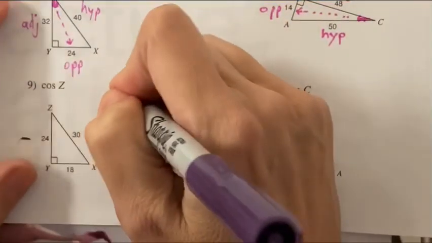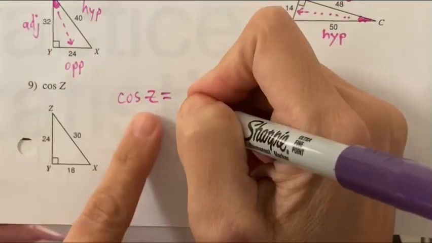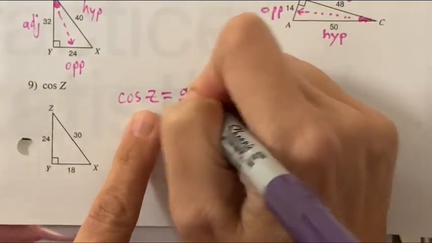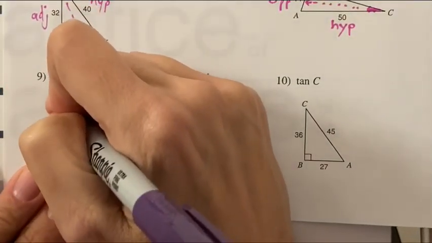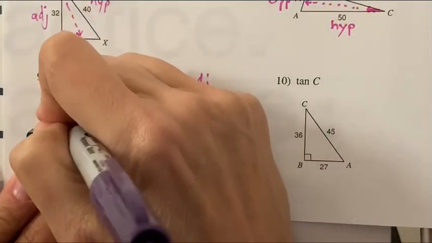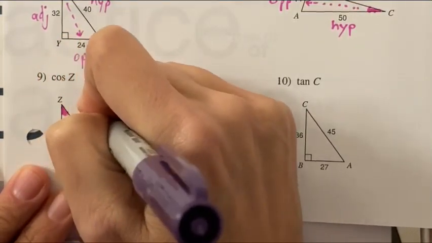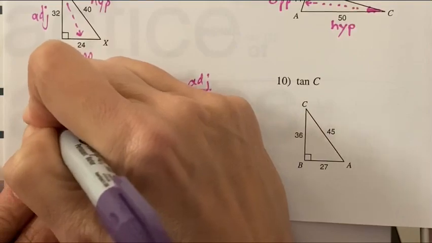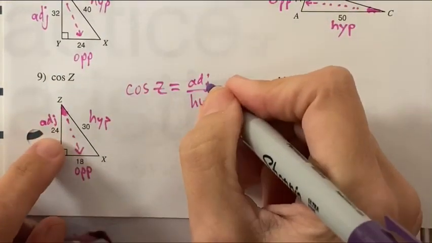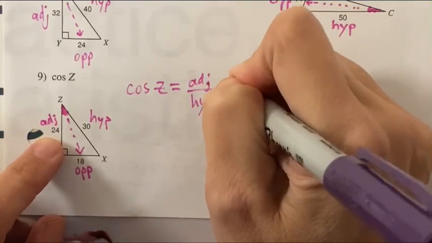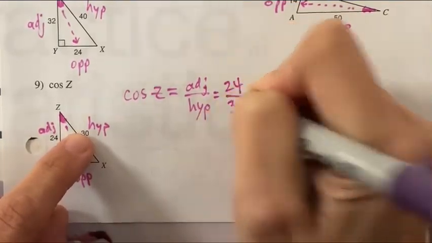Number 9. The cosine of reference angle Z. So the cosine of Z is adjacent over hypotenuse. So let's identify angle Z as our reference angle. Opposite would be the 18. Hypotenuse is 30. This leaves the adjacent side 24. Now adjacent is what I want. So the adjacent is 24 and the hypotenuse in this problem is 30.